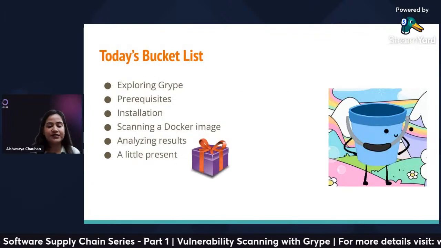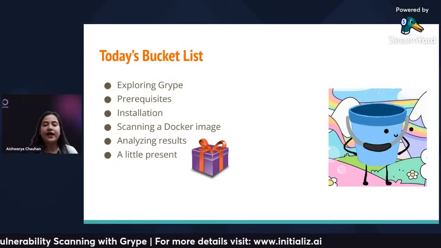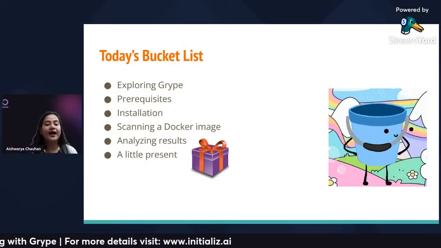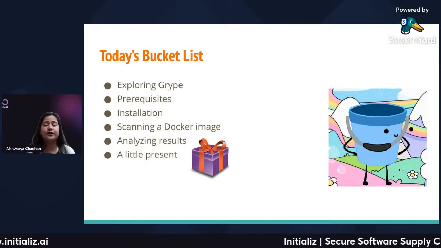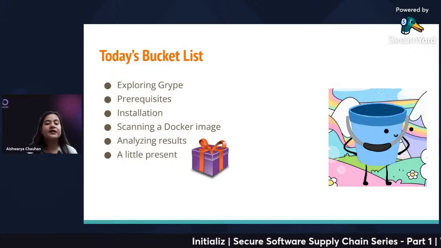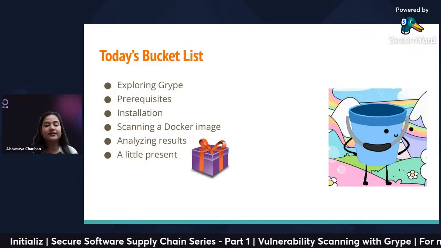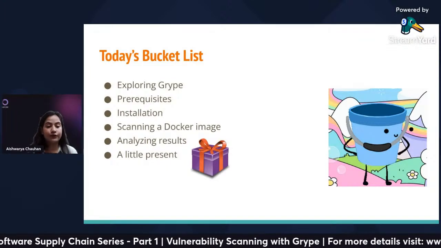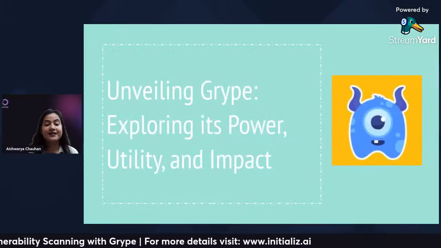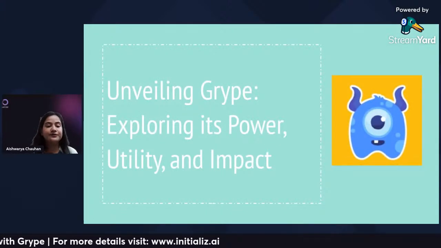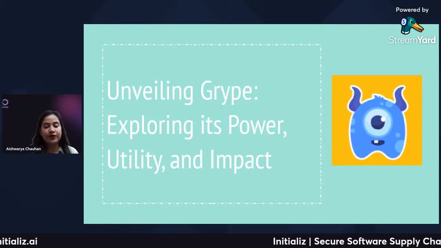So let's get on to the agenda of today. On today's bucket list, we are exploring Grype. Grype is a vulnerability scanning tool, and later on we'll talk about the prerequisites you need when you have to run Grype on your computer. Then I'll demonstrate how to install and scan a Docker image with Grype, and then we have a little surprise for you guys. So let's get started. We have Grype, and we'll explore its power, utility, and impact today.